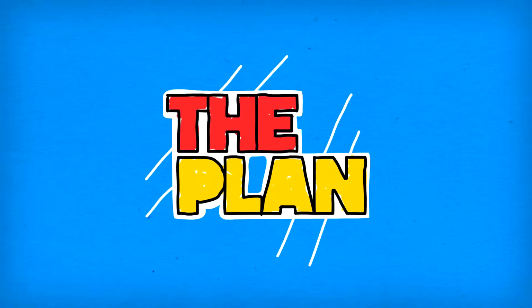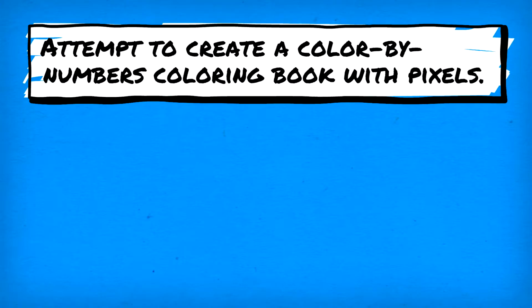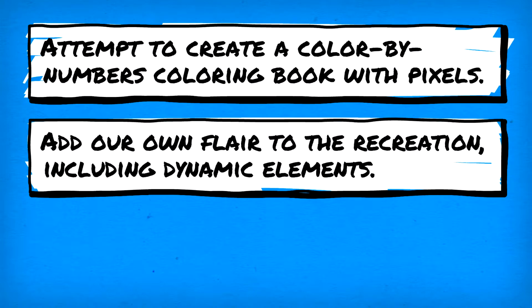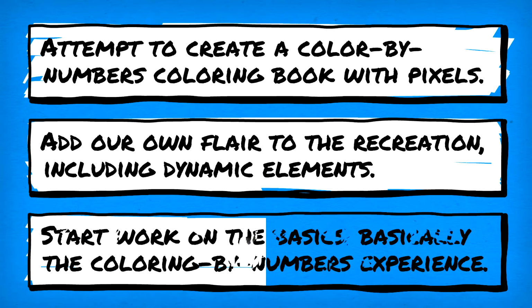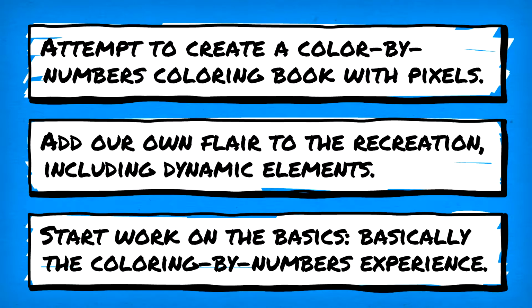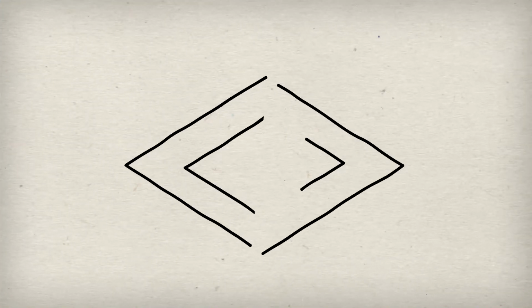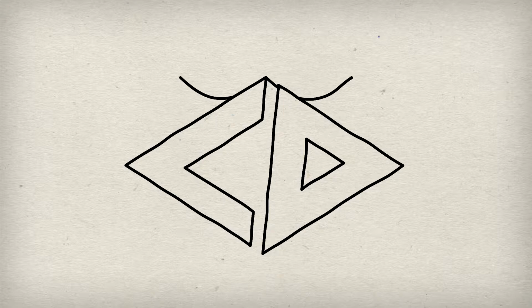Which brings us to the plan. We're gonna attempt to create our own color-by-numbers pixel coloring book experience, similar to Coloring Pixels. We'll not only recreate the same features found in Coloring Pixels, but we'll also add our own little flair to the project. This will, hopefully, include a dynamic system that'll allow us to take this project to another level. And we'll start on this endeavor today by working on the basics, namely the main experience of Coloring Pixels by numbers. Sounds like possibly too ambitious of a plan. Regardless, let's get to the coding.